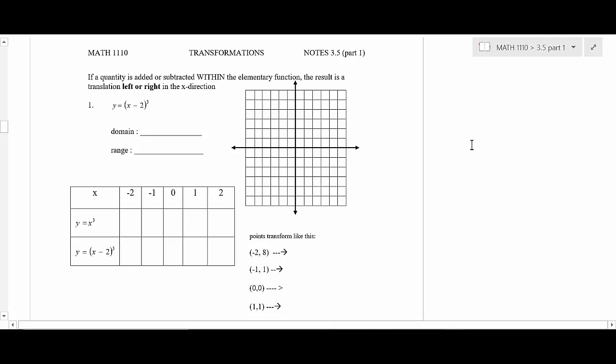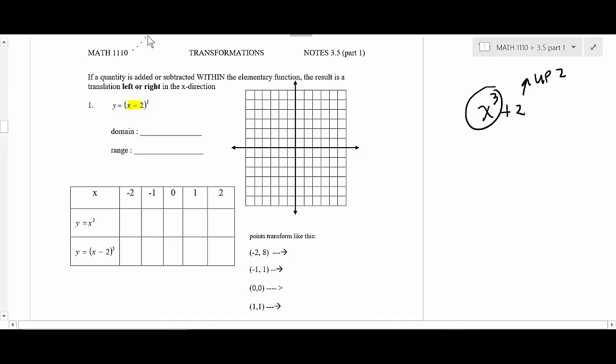It all depends on where you put the number. When you put that number inside of the function, it starts moving it left and right. It all depends on where it is. If you had x to the third plus 2, that would move you up 2 because that's outside of that function. But if you put it inside, it starts affecting the x values. So we're going to do this like this.